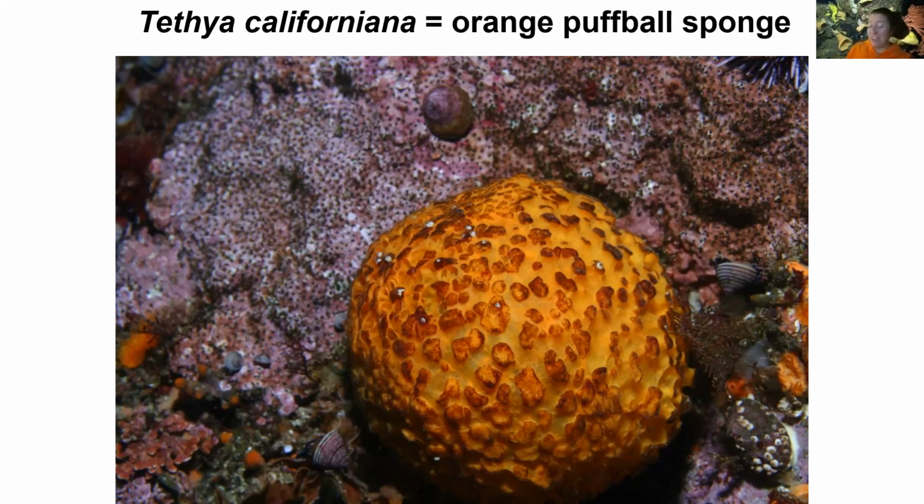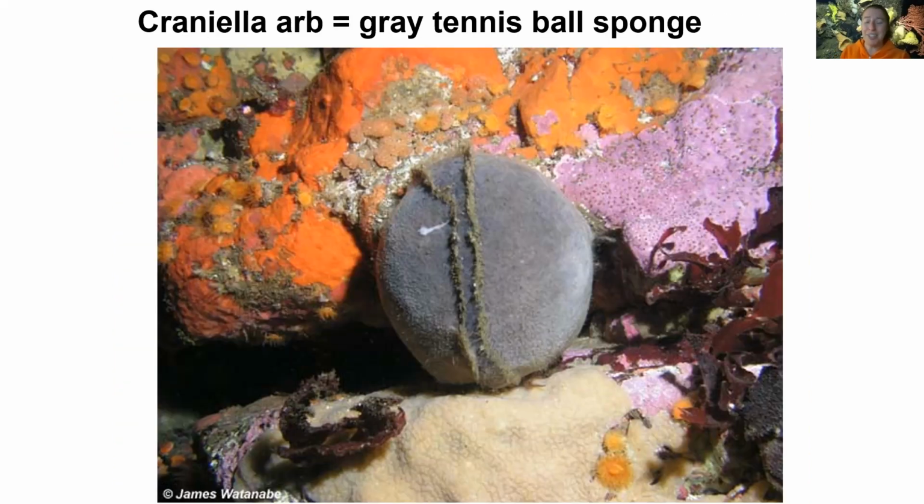This guy is one of my favorites because it basically looks like a gray tennis ball. These guys, Craniella arb, the gray tennis ball, I have never seen them inside of Monterey Bay, but you can find them in Carmel at Monastery or Carmel River Beach or Butterfly House. So from that, we expect that they like more water flow and more open water environments. We don't know a lot about a lot of these sponge groups. That's part of my goal in my research. But right now we're just documenting who's found and where.